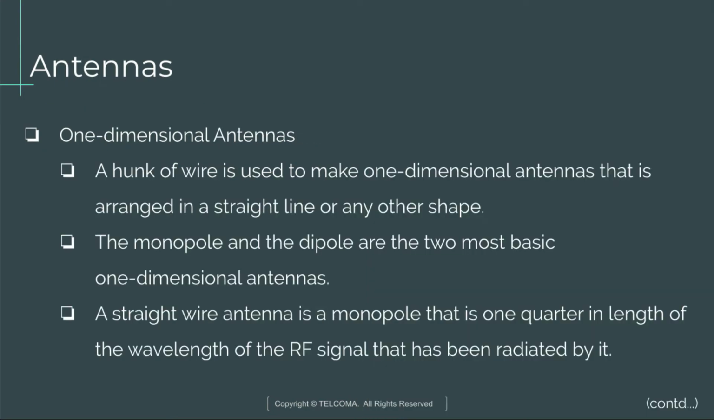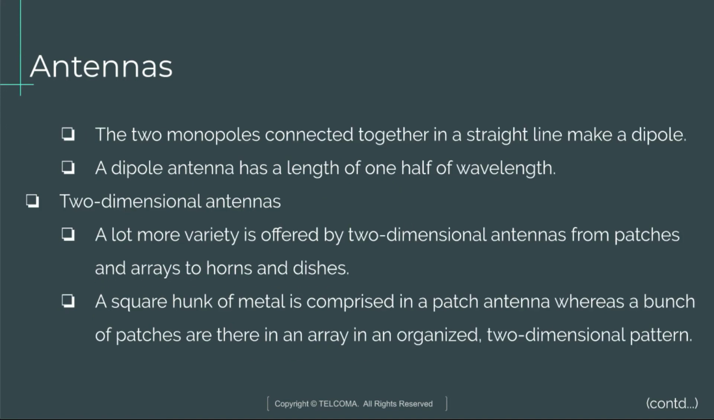Next is one-dimensional antennas. A hunk of wire is used to make one-dimensional antennas that is arranged in a straight line or any other shape. The monopole and the dipole are the 2 most basic one-dimensional antennas. A straight wire antenna is a monopole that is 1/4 in length of the wavelength of the RF signal that has been radiated by it. The 2 monopoles connected together in a straight line make a dipole. A dipole antenna has a length of 1/2 of wavelength.